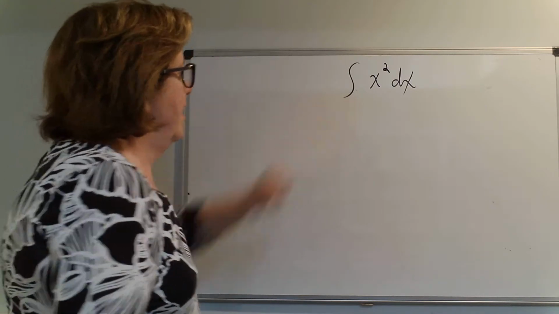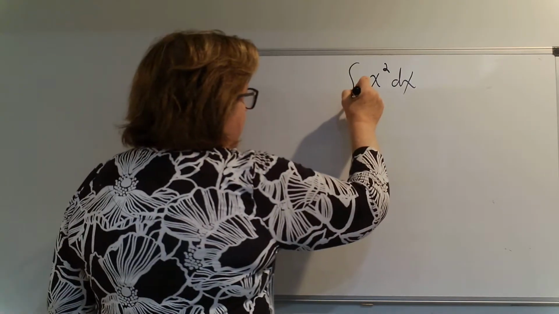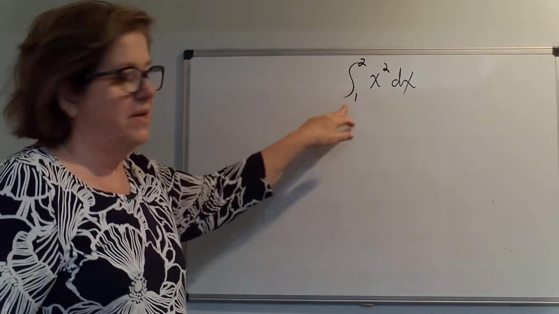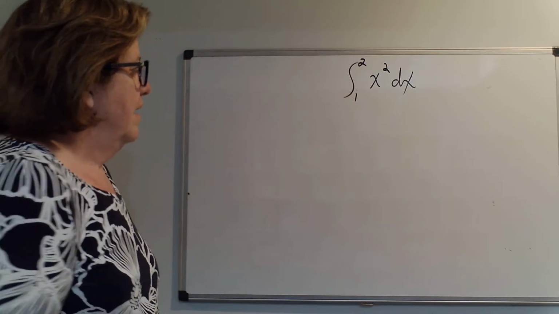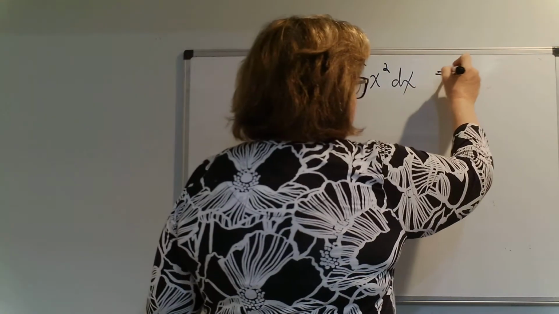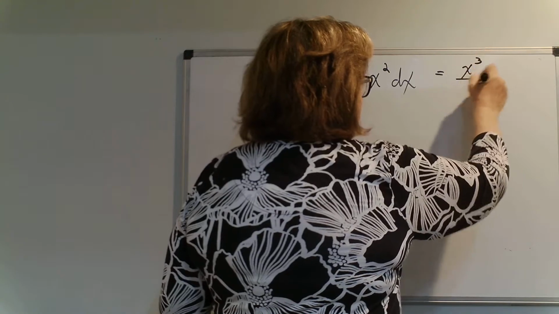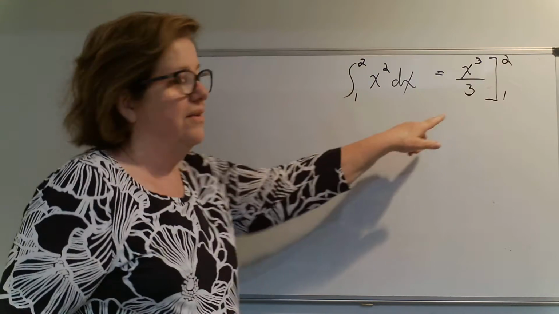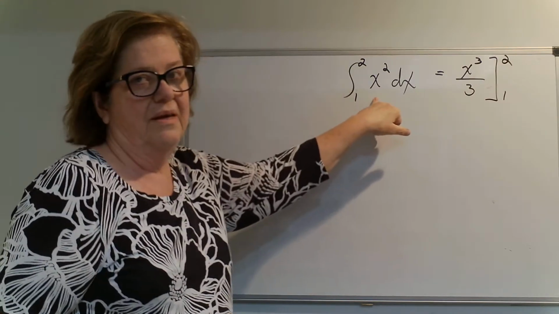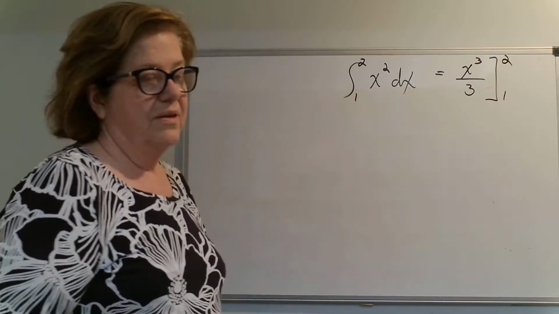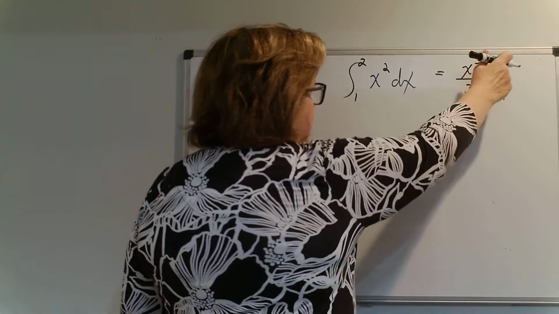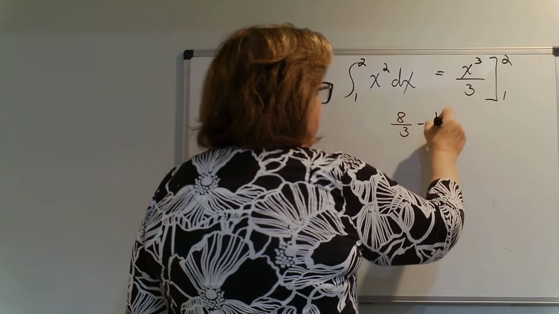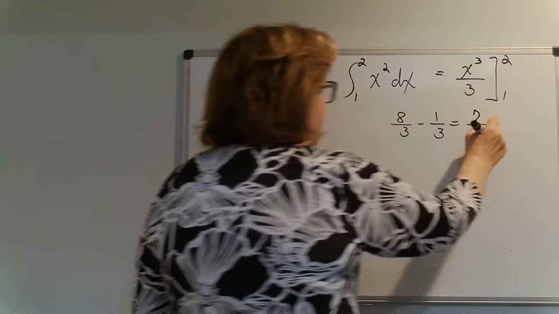and I have something like 1 to 2. I want to know the area under the curve x squared from x equal to 1 to x equal to 2. I need to get the antiderivative, which would be x cubed over 3, and evaluate that between 1 and 2. So I would put a 2 in for x and get 8/3 minus 1/3, which would be 7/3, right?